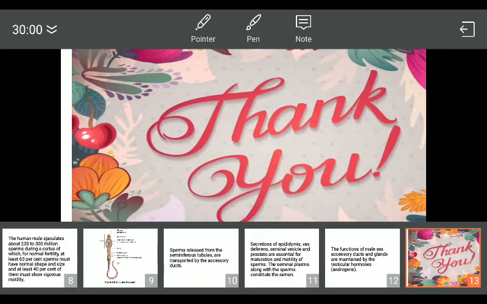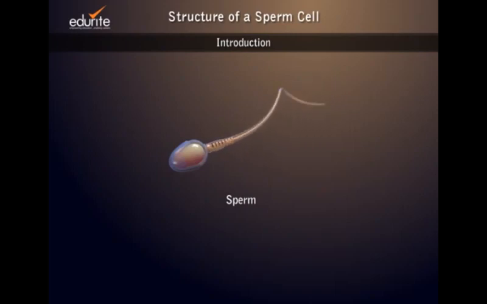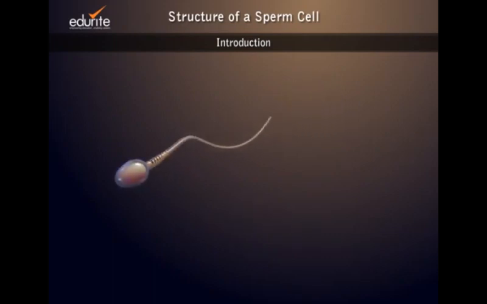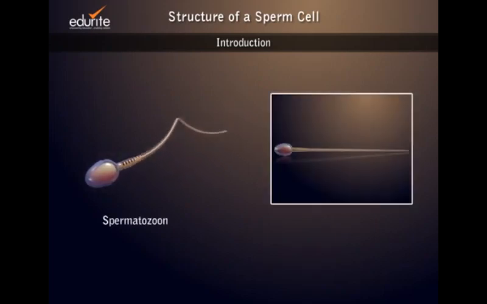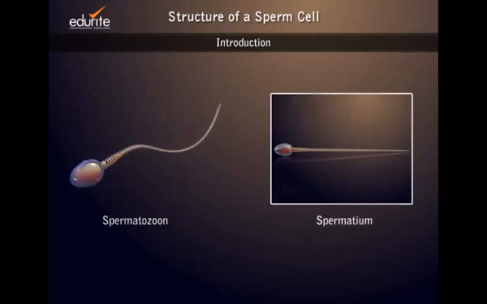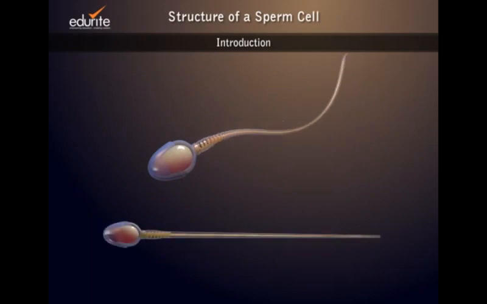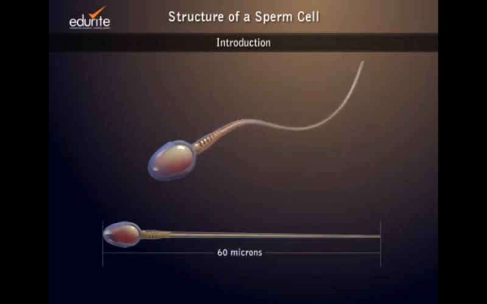Sperm refers to the male reproductive cell and is derived from the Greek word sperma, meaning seed. A motile uniflagellar sperm cell is referred to as a spermatozoon, and a non-motile sperm cell is referred to as a spermatium. Human sperm cells are approximately 60 microns in length and have a limited lifespan. Come, let's learn about the structure of a sperm cell in this module.